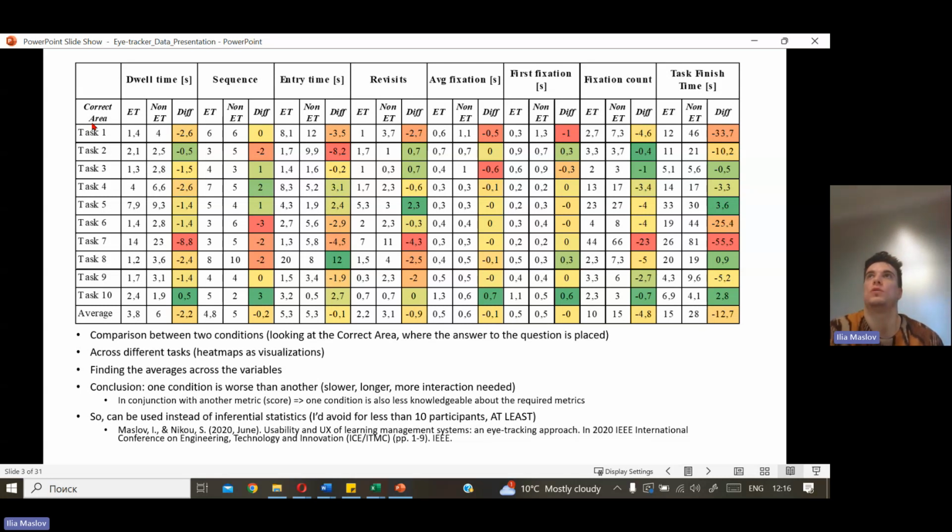So you can use the same logic in your thesis, in a way that you design the correct area, and then you can compare, for example, is it found better or quicker? Does it have more dwelling time? Is it first in the sequence or last in the sequence in one condition and in another condition?